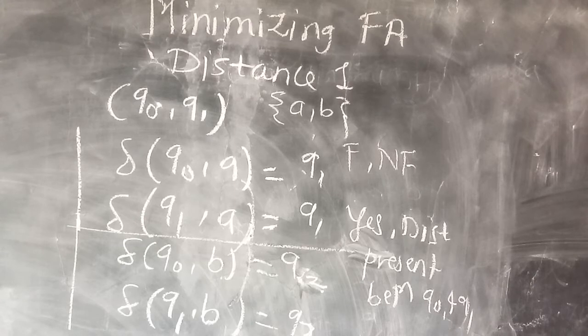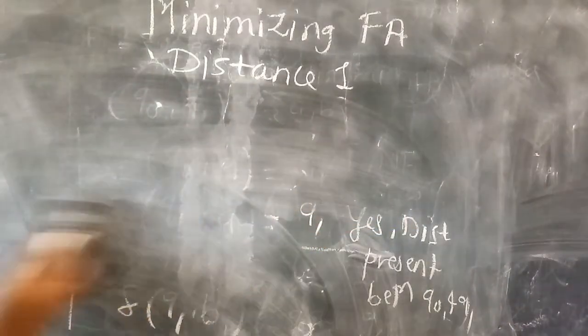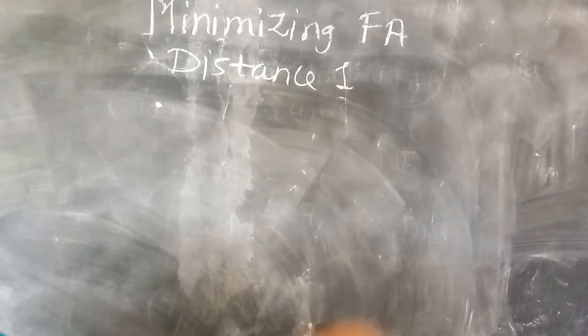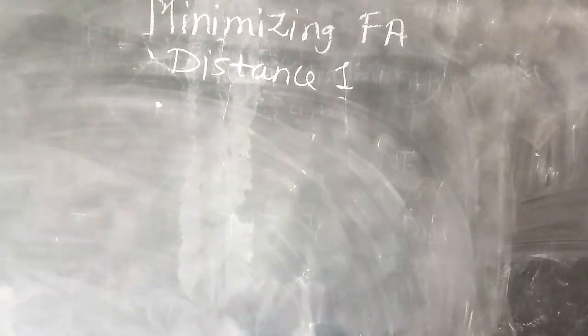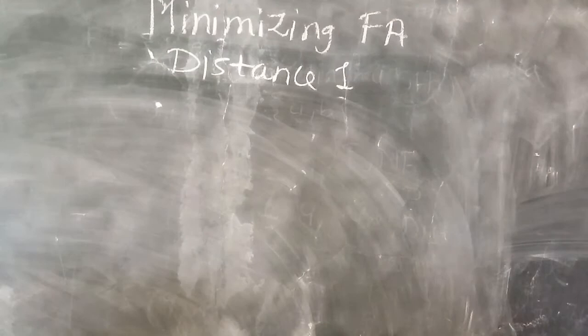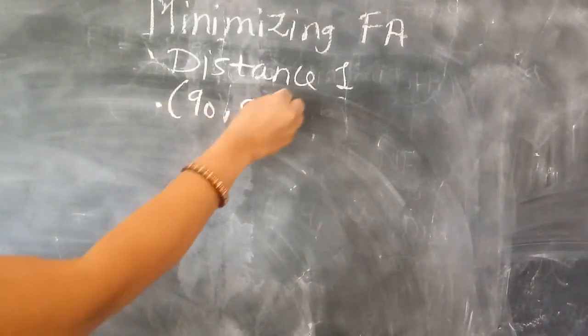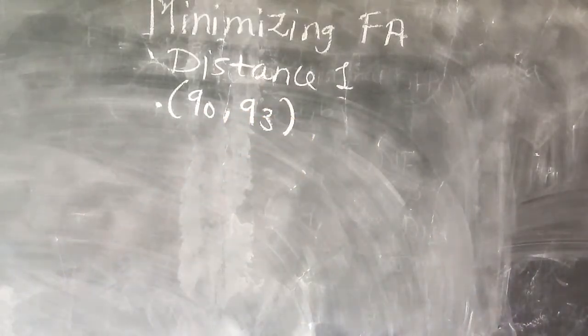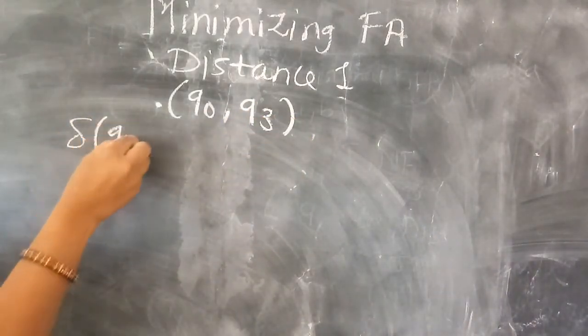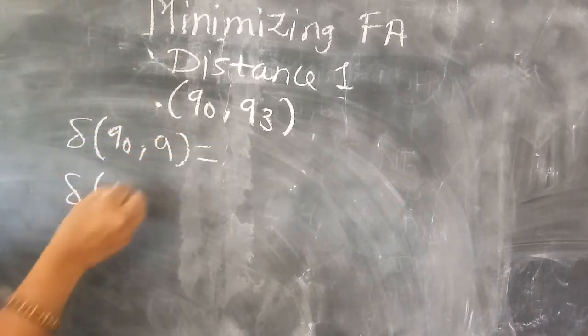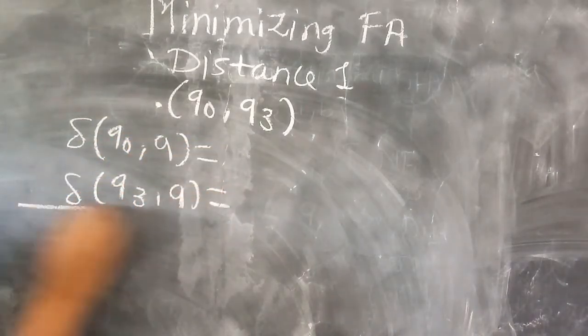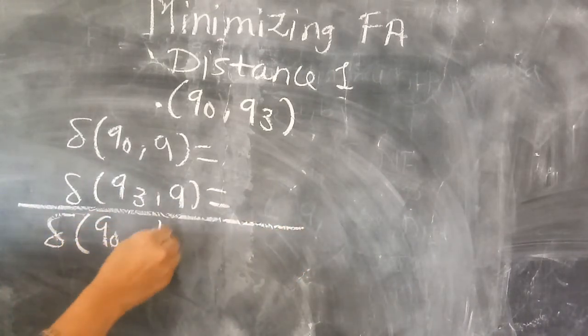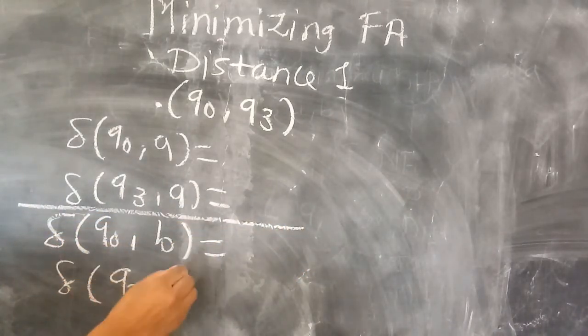Now you have to calculate the same procedure for the other states also. So what is the next distance to find for one, means what is the state? The next state is nothing but q0 q3. So we will find distance 1 for q0 q3, and for that you have to calculate delta of q0 on A and simultaneously delta of q3 on A. Again you have to find delta of q0 on B and again delta of q3 on B.